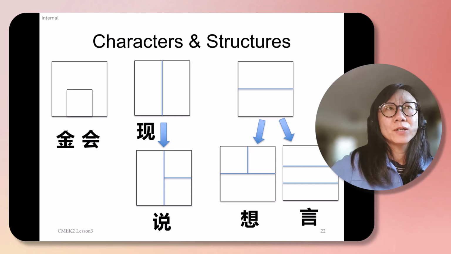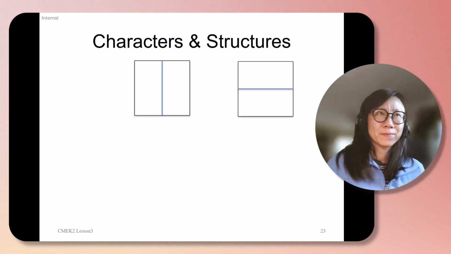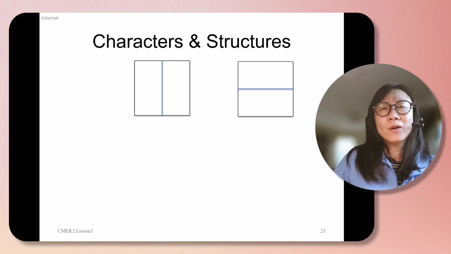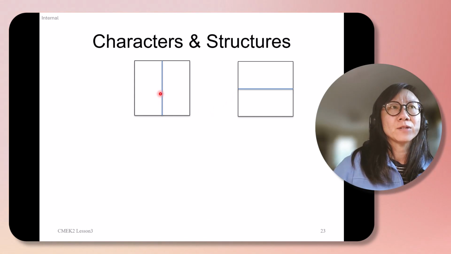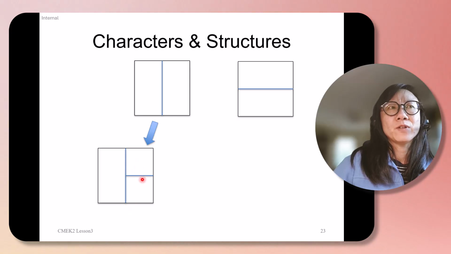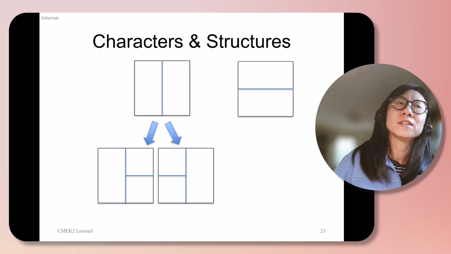Now, based on these learned structures, today we're going to learn some more characters. And again, today's structures will start from those ones that we are already familiar with, right? So the first one is still the left and right structure. And we know this type of structure can have some variations. And again, the first variation is, of course, a subdivision on the right-hand side. But today we're going to have a look at another variation, which has a subdivision on the left-hand side.